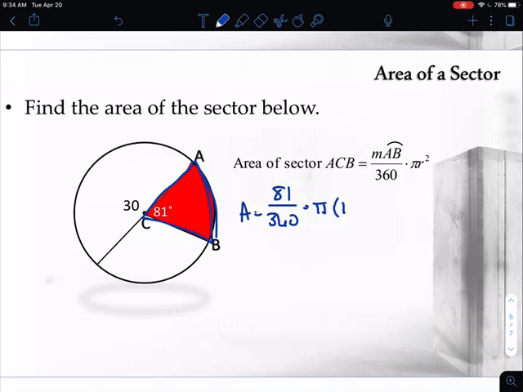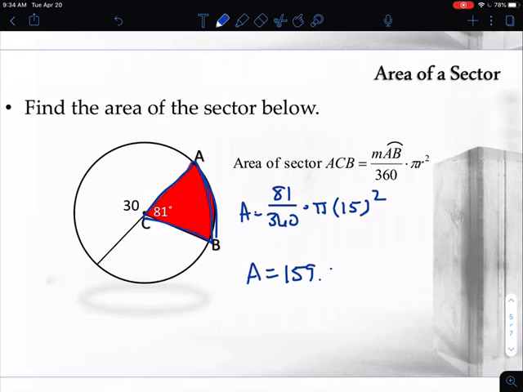Now when I go to radius here, I gotta be careful. The 30 is my diameter, I need to cut it in half first, so 15 for my radius squared. And then again, we just plug that in the calculator. So 81 divided by 360 times pi, and then times 15 squared.